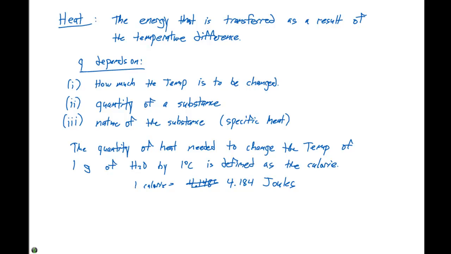And based on the criteria that we showed above, we can write our heat equation as Q, which is the heat, is going to be equal to the mass times the specific heat times the change in temperature. So if we were looking at the heat lost or the heat gained, we can use this equation right here.